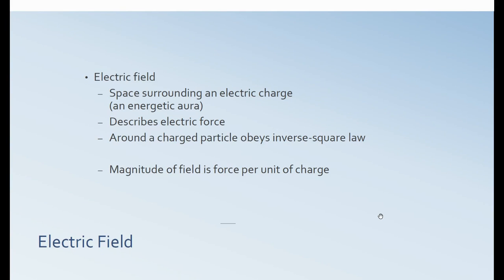When an item has an electrical charge, the space around it also kind of has a force, and we call this an electrical field. It's almost like an aura that surrounds any type of electrical charge. And this electrical field also obeys the inverse square law. So the closer we have two items, the stronger the field between them is going to be. If we move them further apart, the less strong that field is going to be. And the magnitude of our field is going to be the force per unit of charge of that object.